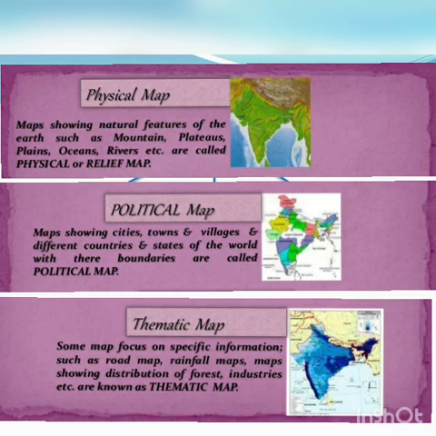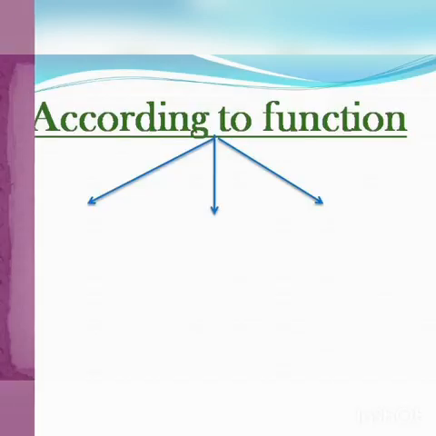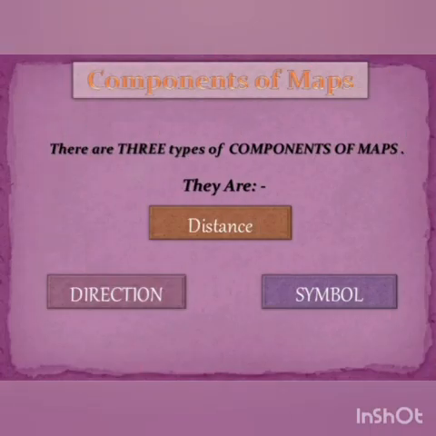Then the third one is the thematic maps. They show specific types of information such as roads, railways, air routes, distribution of population, climate, weather, industrial centers, etc. They are based on a certain topic, a specific topic or specific theme. Now there are three main components of maps. They are distance, direction, and conventional signs or symbols.